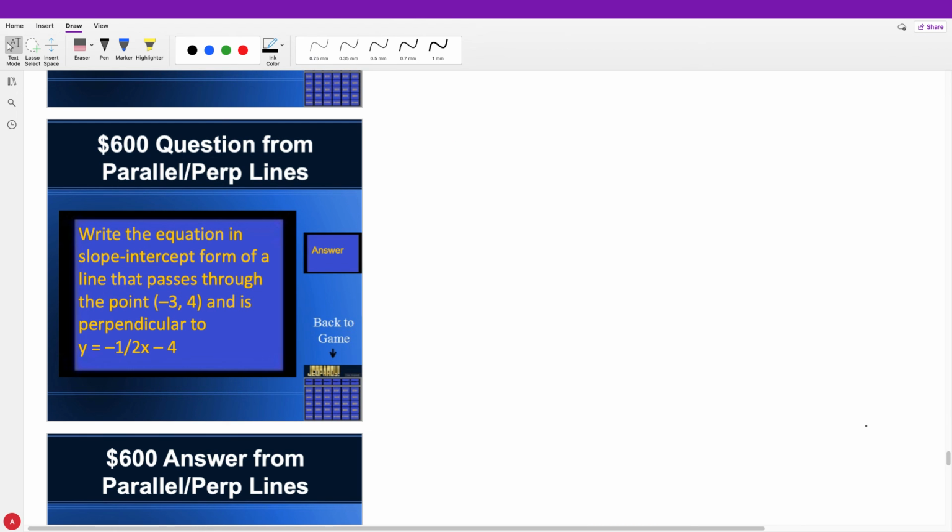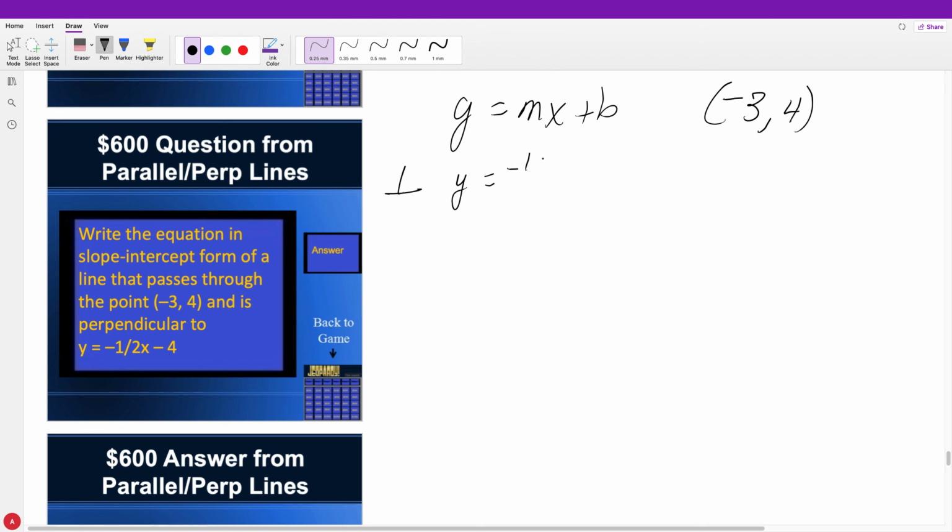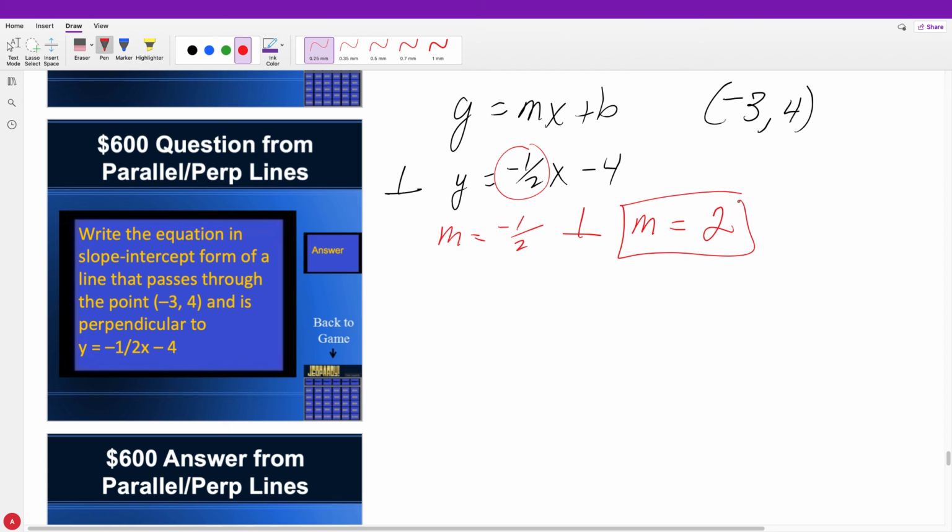All right, so this is the last question I'm going to go through for this video. It says write the equation in slope-intercept form, y is equal to mx plus b, of a line that passes through the point negative 3, 4 and is perpendicular to y is equal to negative 1/2 x minus 4. If it's perpendicular, we need to find this slope, which is negative 1/2. The slope that is perpendicular to it is the negative reciprocal. So we flip it, which gives me 2, and since it's negative, it becomes positive. So our slope is 2.